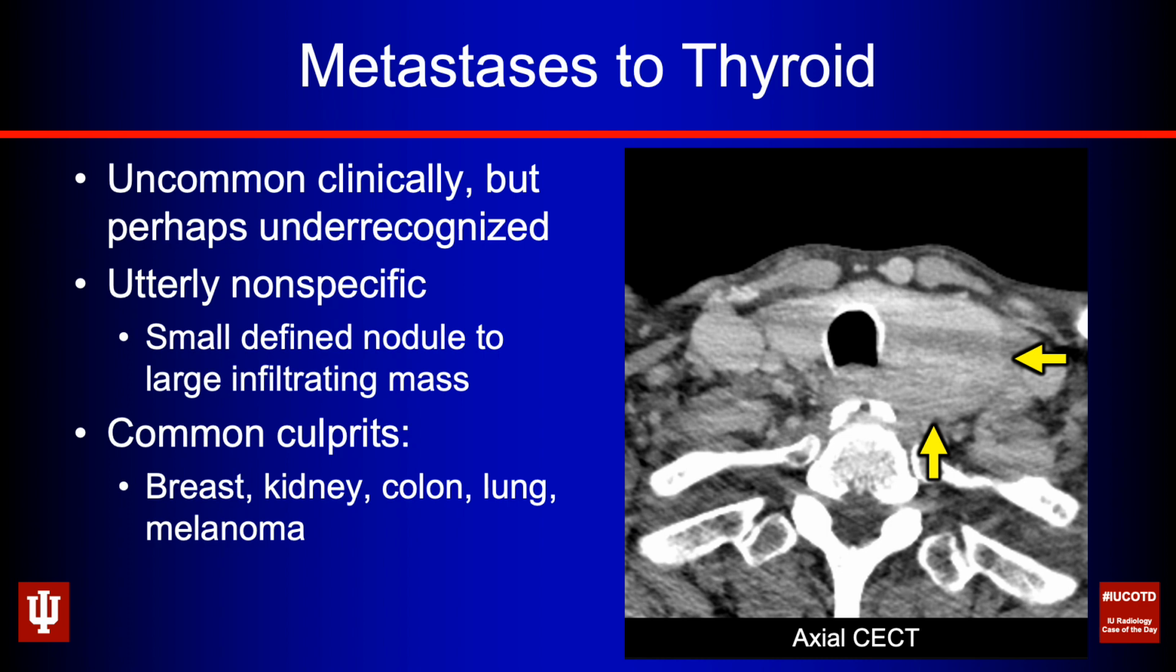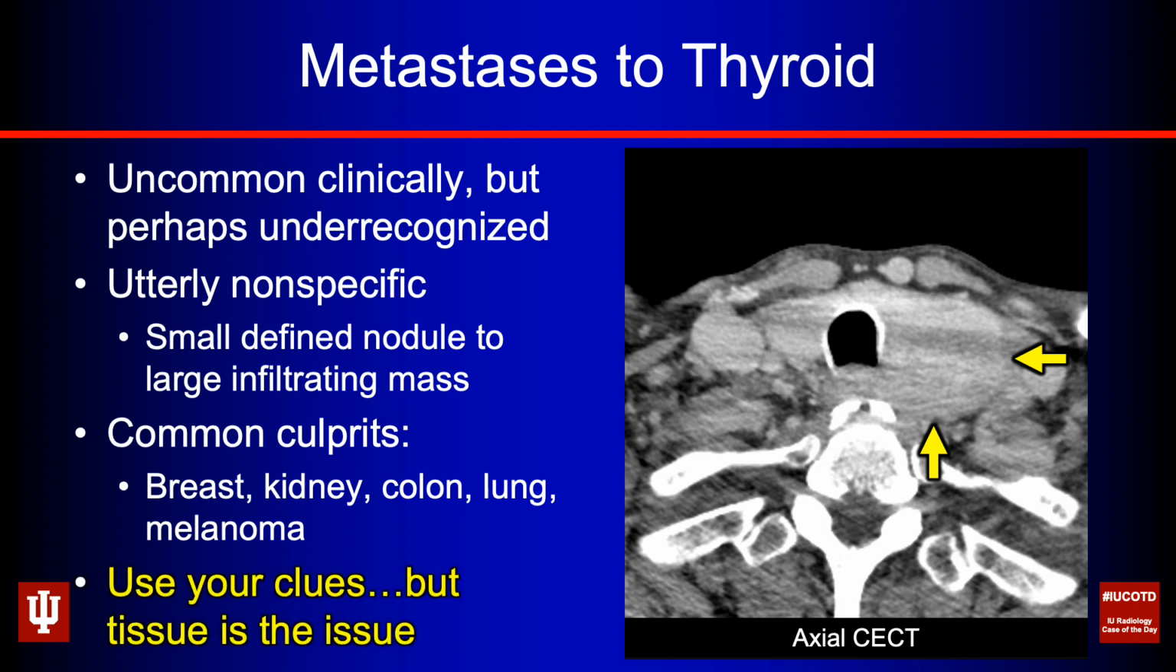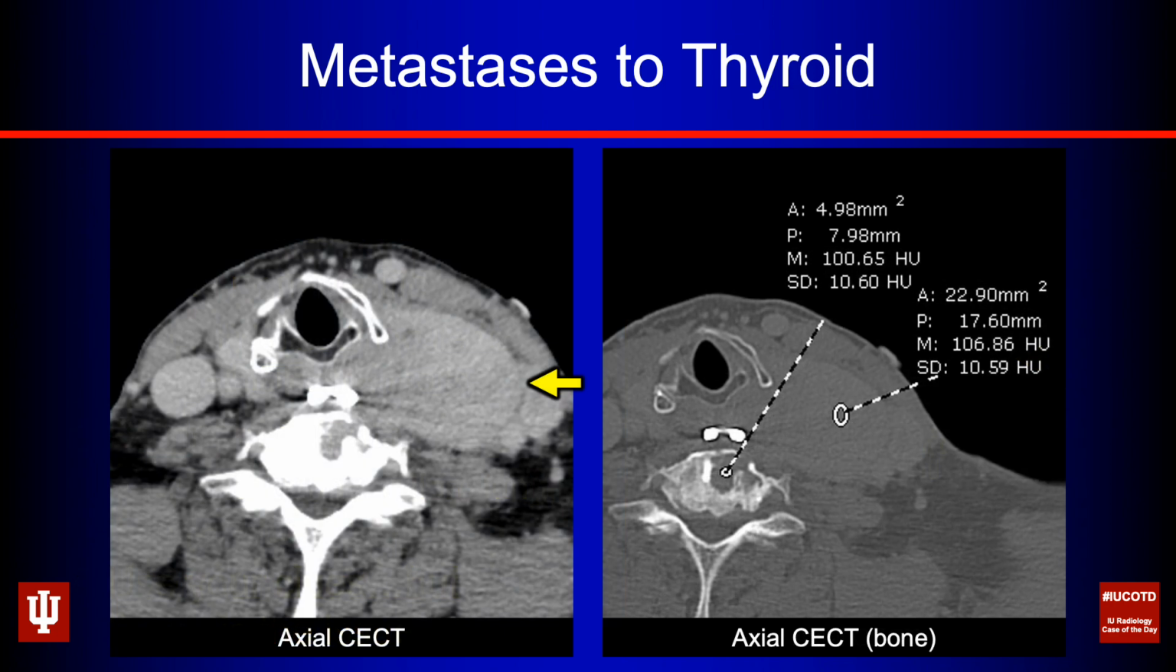And I would say probably the best advice here would be use your clues. If they have a known cancer, they've got a rapidly enlarging thyroid mass, they have known systemic mets elsewhere, it should be on the radar, but at the end of the day, you're going to have to biopsy it to get the answer. This is a patient that had a large left lobe thyroid metastatic lesion.